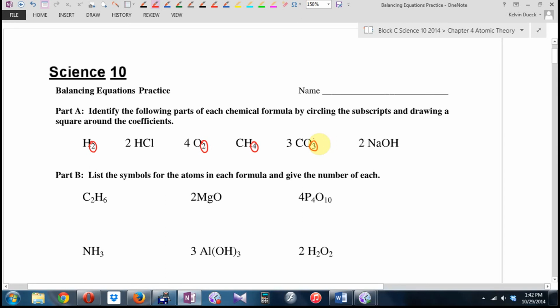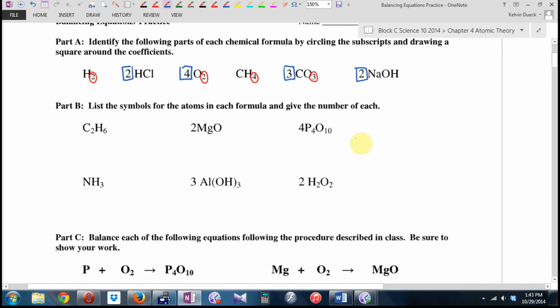Coefficients, it says draw a square. This is a coefficient. You use some of the same terms in math, I hope, and we're trying to be somewhat consistent in our terminology. This is a coefficient. This is a coefficient. Why is that so important? That plays a role in determining how many of each atom, each element is in your formula to start out with. So it says, list the symbols in part B for the atoms in each formula and give the number of each. Well, I have a C and I have an H in this first one.